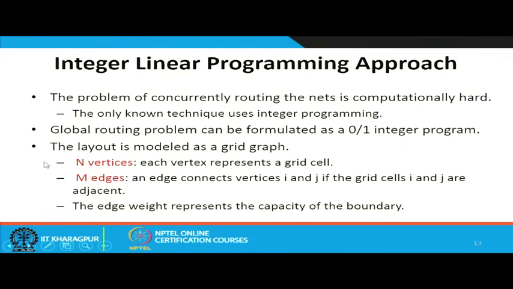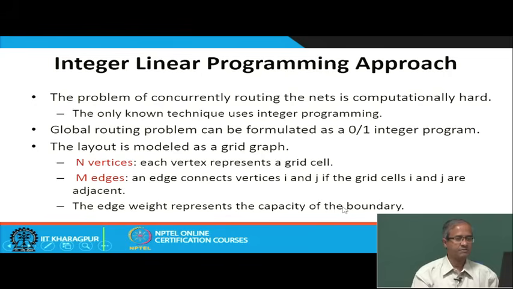Now, the idea is as follows: the layout is modeled as a grid graph. This we can possibly afford because our subproblem is not very large. There are n vertices which represent the grid cells. There are m edges which indicate the adjacency between the vertices, and the edge weights, as I mentioned earlier in the data structures, represent the capacity of the boundary. Now, let us see how the integer linear programming formulation can be done.